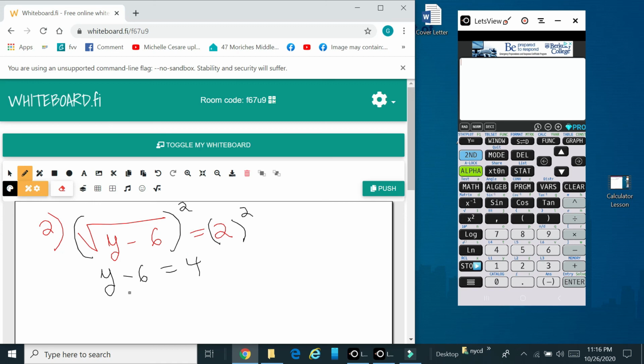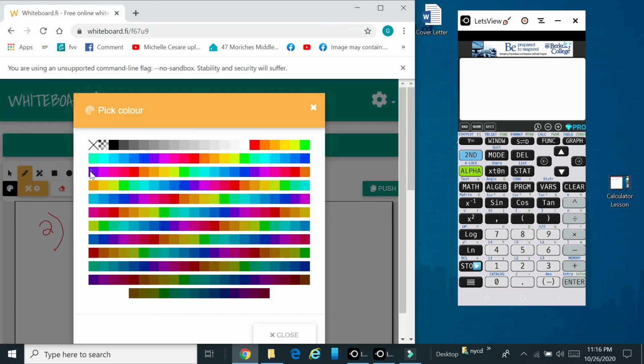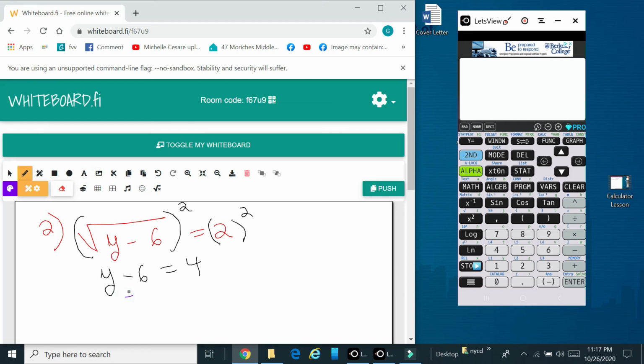Now what I do, because I need that y by itself, so since it's subtracting 6, I have to add 6. So I'm going to use a different color. I don't know what color this is. Looks like a beautiful color. So I'm going to add 6, because you want to cancel that out. So if I'm adding 6, you add 6 to the other side, which is y equals 10. Because 6 plus 4 is 10.